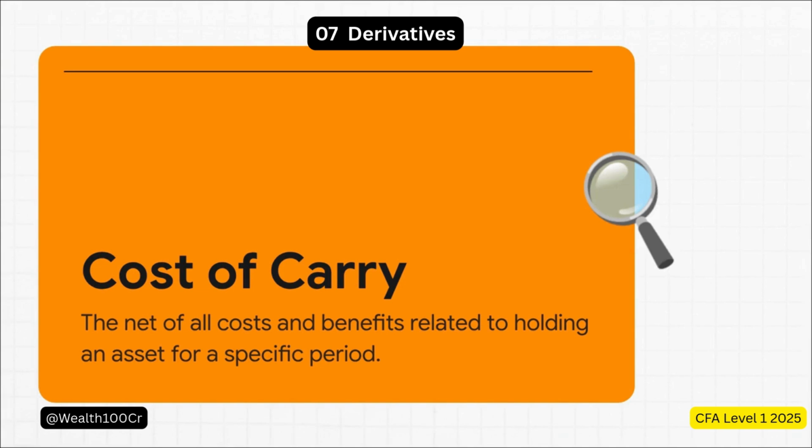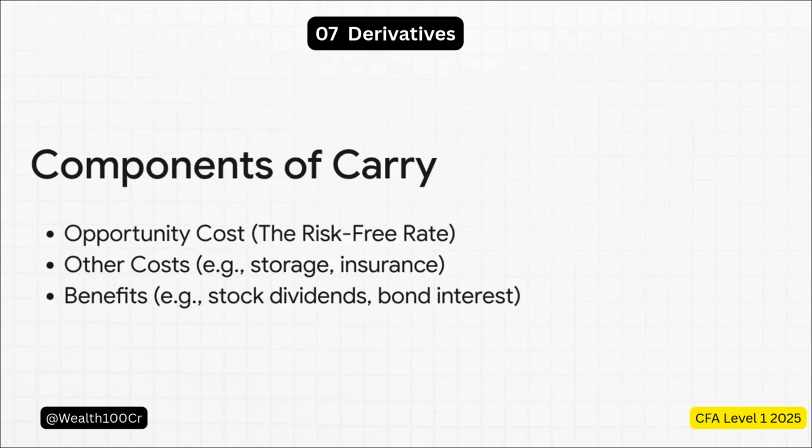For example, if you buy a big sack of rice and you have to store it in a go-down for a year, you have to pay rent for that space. That is a cost. But what if you buy a cow? And over the year, that cow gives you milk that you can sell. That is a benefit. So this cost of carry has 3 parts.